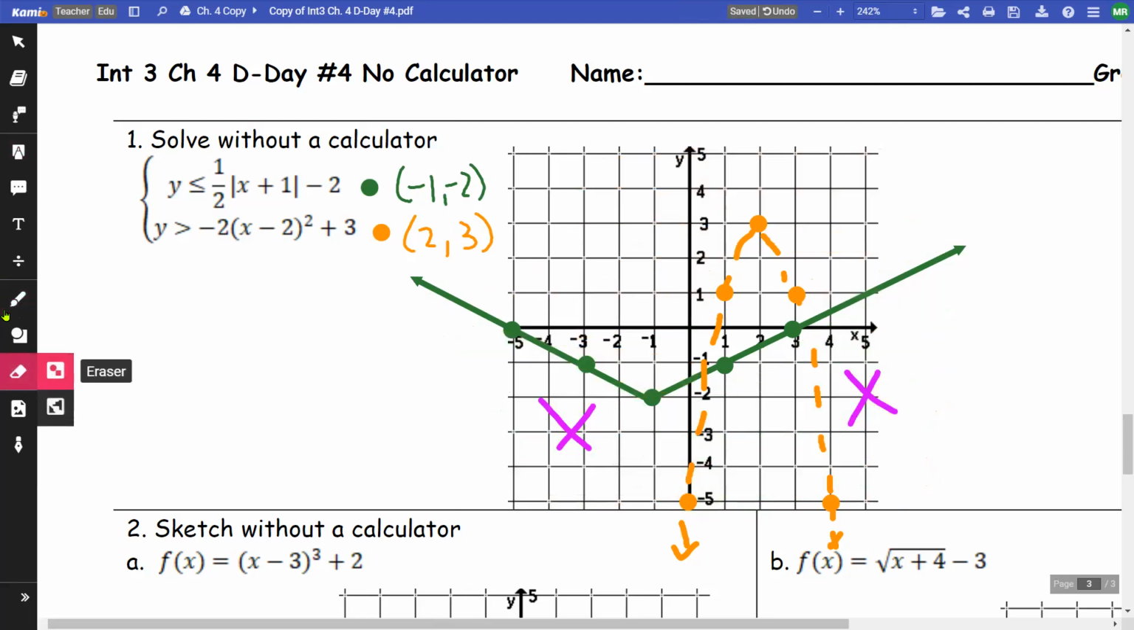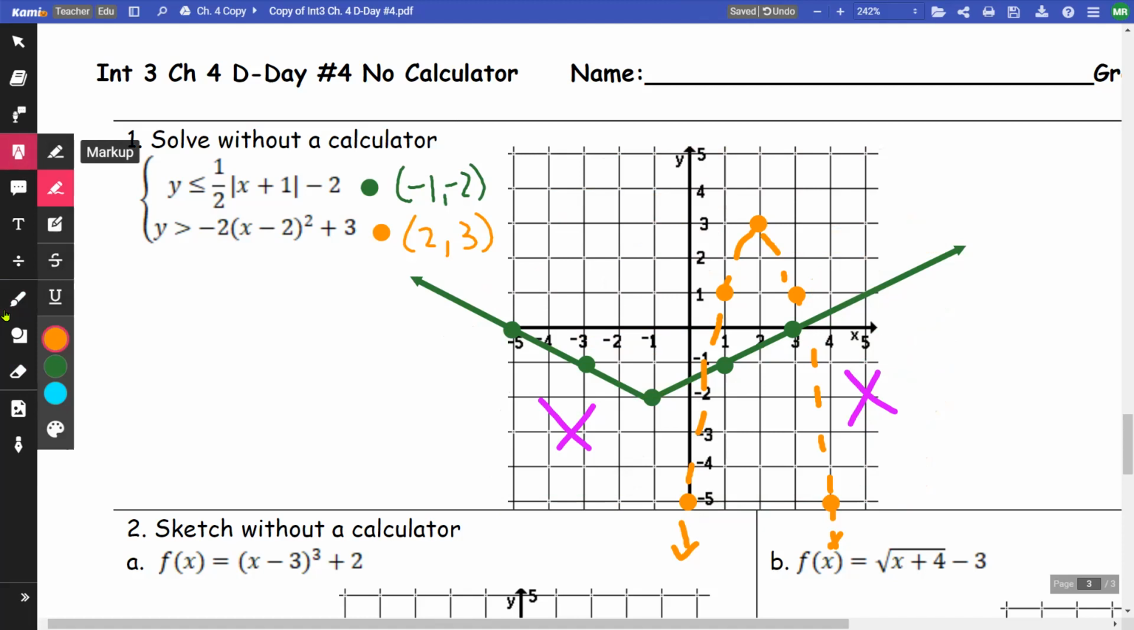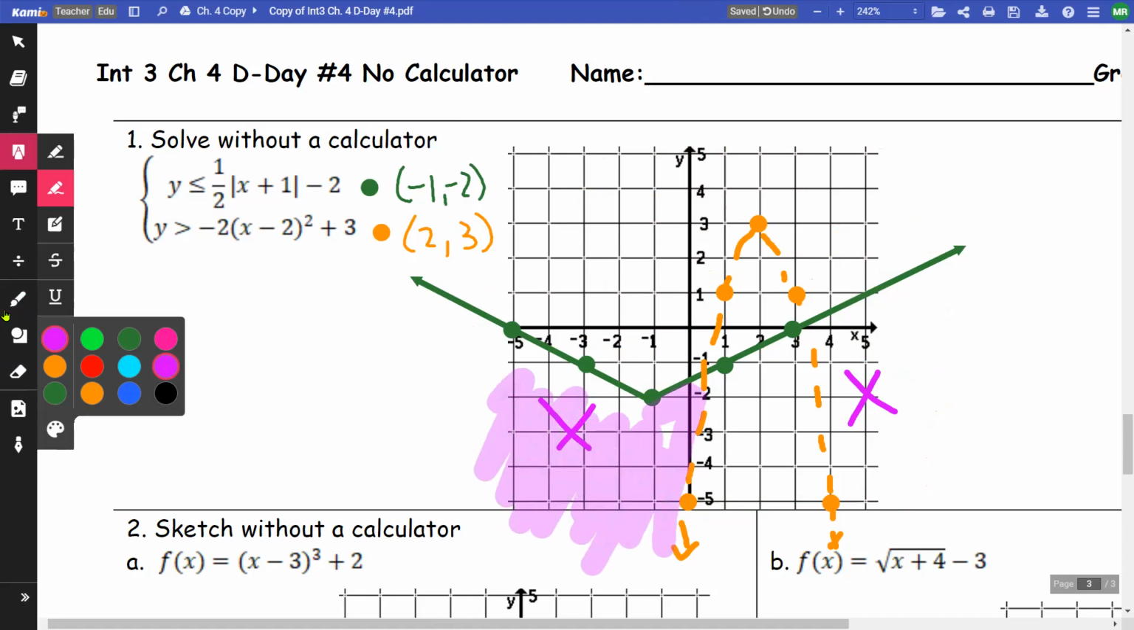So I'm just going to put the final answer here. So my final shading is going to be here, which is underneath this, but out greater than the parabola, and here. That's going to be my final answer.